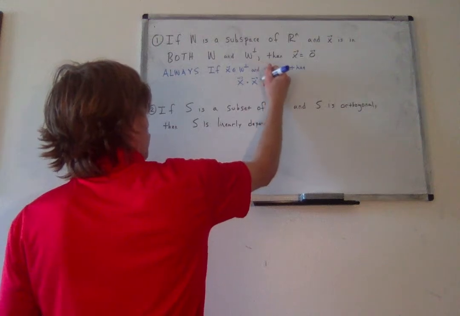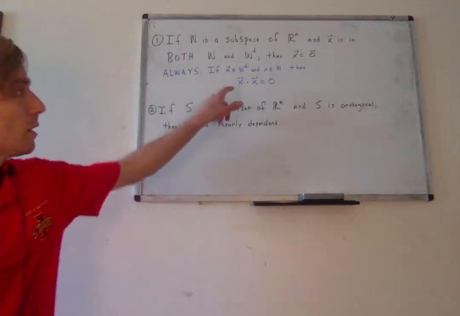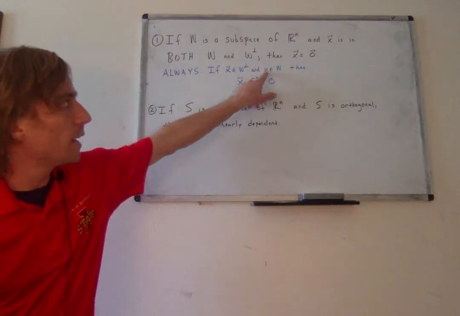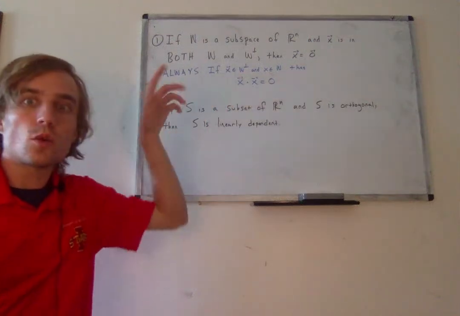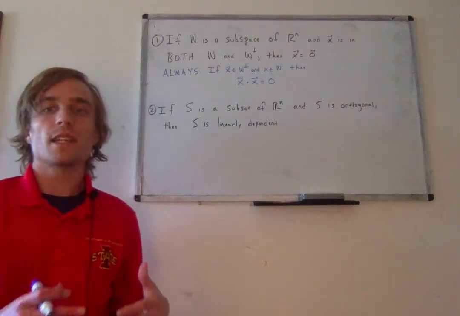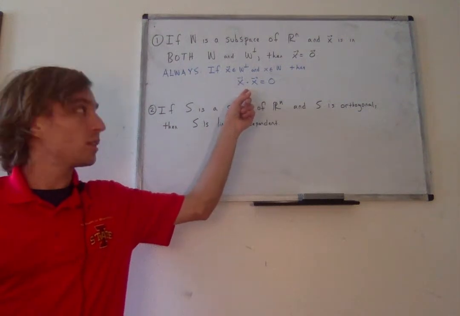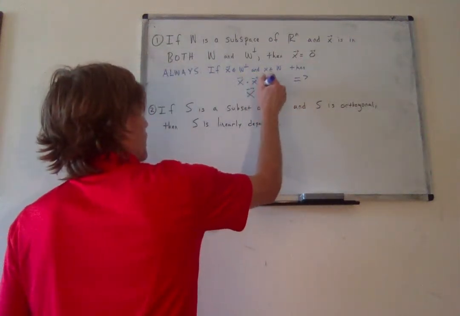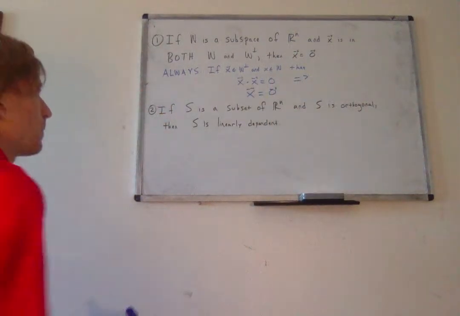the relation we want here is that the dot product of x with itself is equal to 0. Why is that? Well, remember, if x is in W perp, that means that x is orthogonal to every single vector in W. But if x is in W, that means that x is orthogonal to itself. But remember, the only vector that is orthogonal to itself is the 0 vector, which implies that x itself is the 0 vector. So this one is always true.